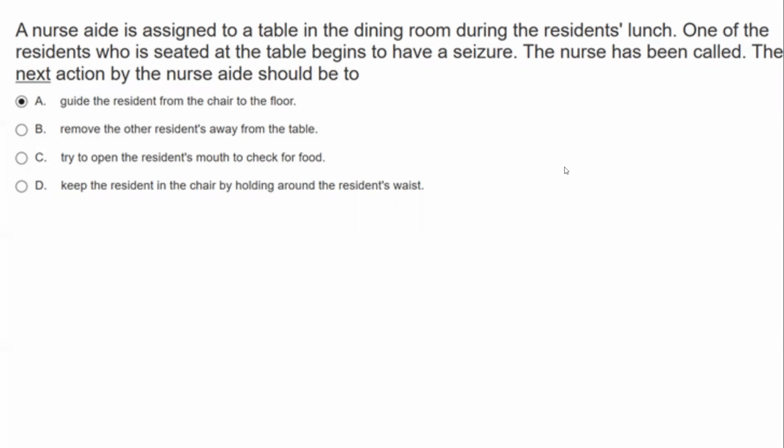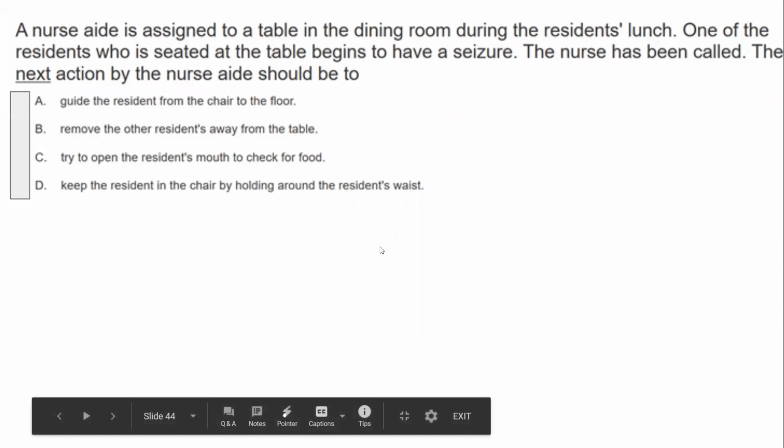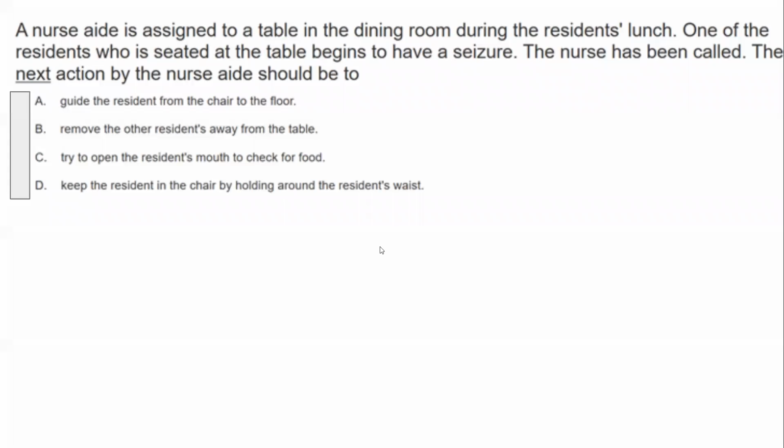Okay, let's take a look at this question right here. A nurse aide is assigned to a table in the dining room during the resident's lunch. One of the residents who is seated at the table begins to have a seizure. The nurse has been called.